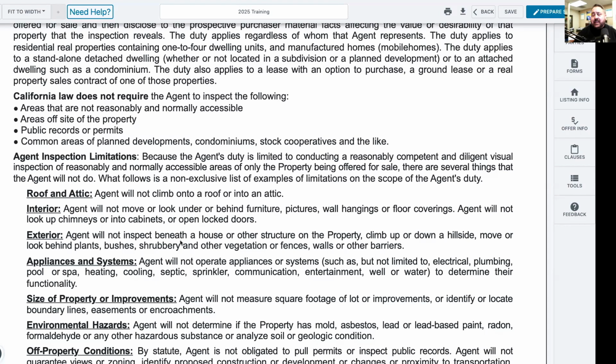I don't check the electrical panels. I don't check the GFCI plugs in bathrooms and kitchens. That's not my job. That's what home inspectors are for. My job is to do a reasonable, diligent, competent visual inspection of the reasonably accessible areas. So if I walk into the kitchen and I see cracked tiles on the backsplash, that I can disclose. But I can't go, oh, I don't think these are GFCI outlets, so I'm going to disclose that. That's not how it works.